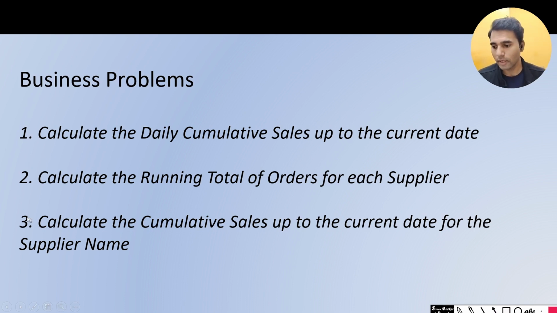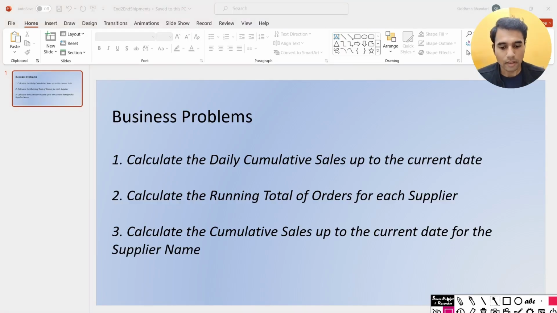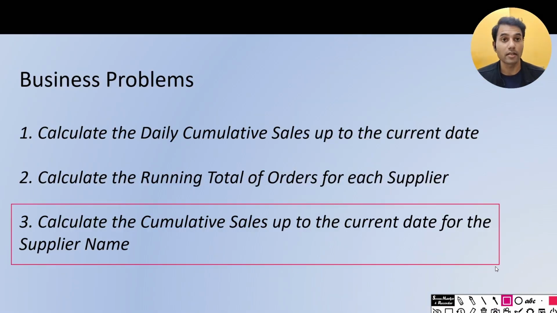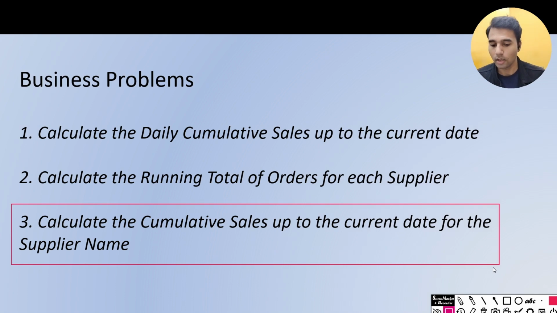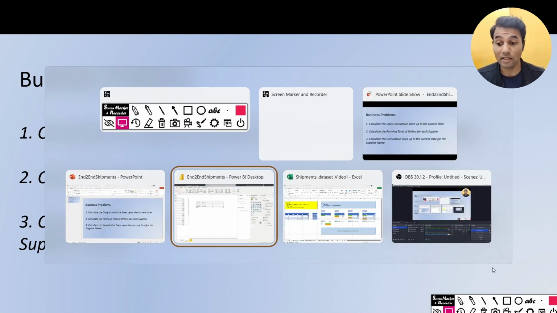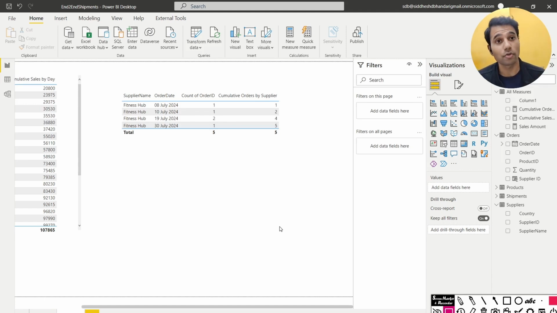Now the third query is, I just have to calculate the cumulative sales up to the current date for each supplier. Now, what we did is we calculated the running count. Now, instead of count, we just replace that count function with the SUMX function and we get the same output, or the same requirement is going to get fulfilled. So let's just go back to Power BI, do our usual copy paste game and get the next output.